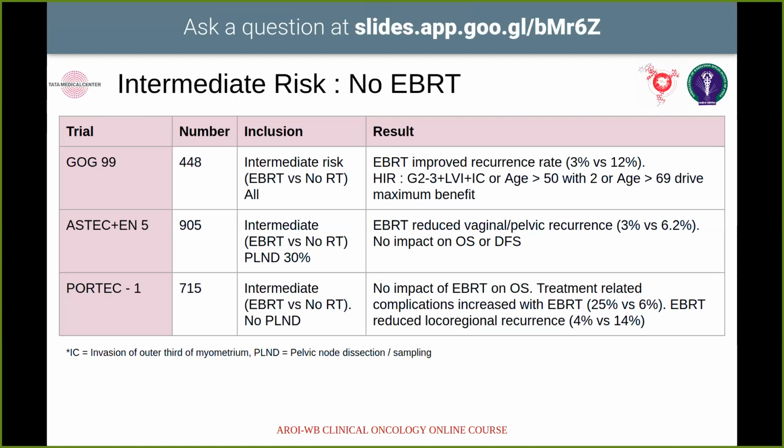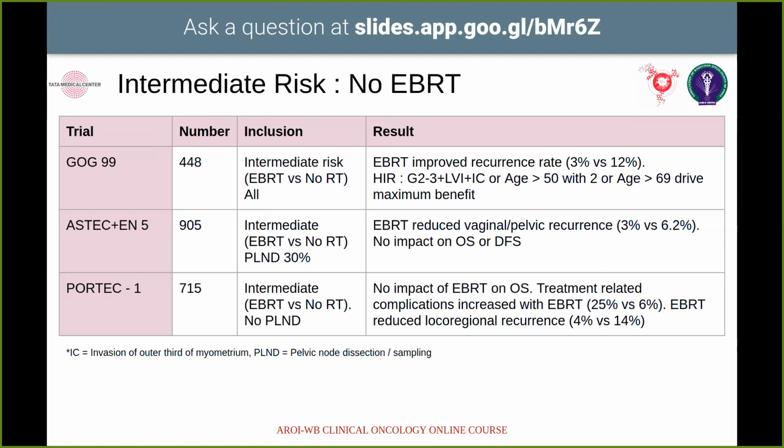Please remember one important thing, that intermediate risk patients without therapy, and especially if they have not undergone a pelvic lymph node dissection, do tend to have a 10% risk of recurrence. That is loco-regional. This is very, very important, and this should be absolutely emphasized to your patients when you are counseling them. However, the use of EBRT in all of these studies did not translate into an improvement in overall survival or disease-free survival, and there was a significant increase in complications.